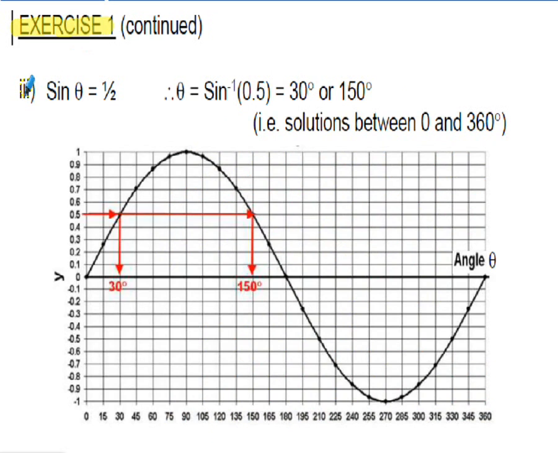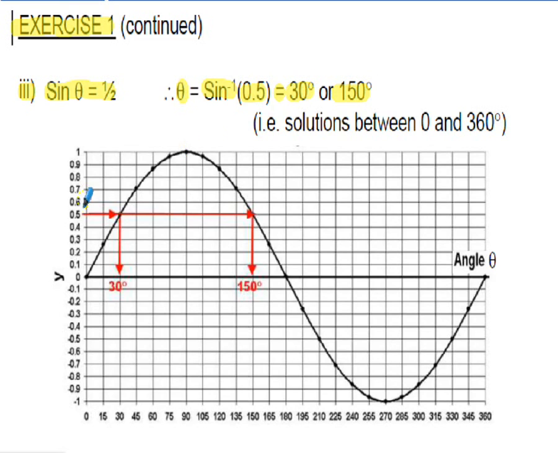Exercise 1 continued, part 3. We're given the equation sine theta is equal to a half. We've got to solve for theta, so we take the inverse sine of both sides of the equation. That leaves us with theta is equal to sine to the minus 1 of 0.5, the half. And that gives us two values between 0 and 360 degrees of 30 degrees or 150 degrees.